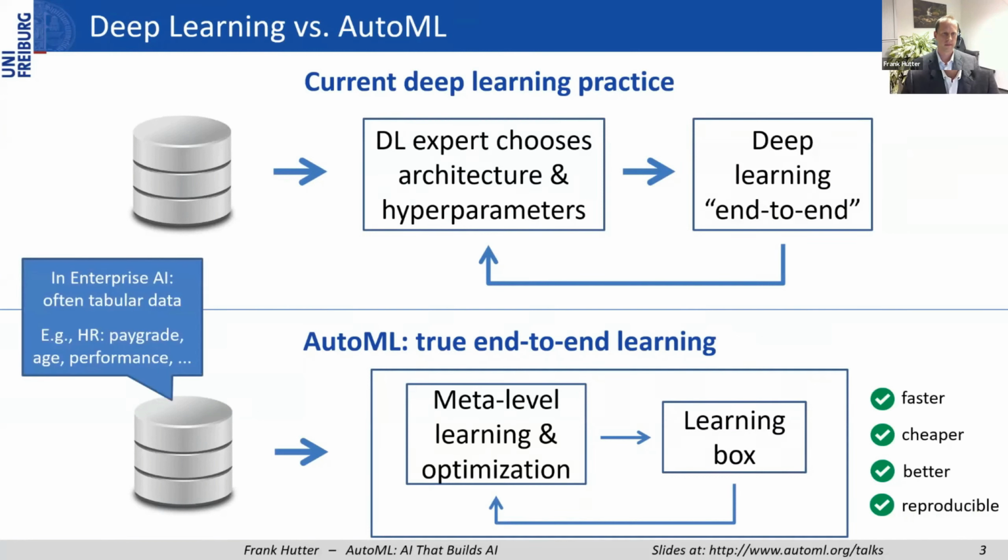Now, one note is that in enterprise AI, often this data here that goes into the process is actually not the typical data that we use in deep learning. It's not our typical images or speech or text, but rather what we actually often have in enterprise AI is tabular data. So for example, in human resources, we would know about the pay grade of an employee and their age and their performance and all kinds of features that we have in tables. And that is our input data. And for that type of input data, actually, traditionally, deep learning hasn't been state of the art, but more traditional machine learning methods such as gradient boosting have actually dominated the state of the art. And we will actually get back to that later in the talk.